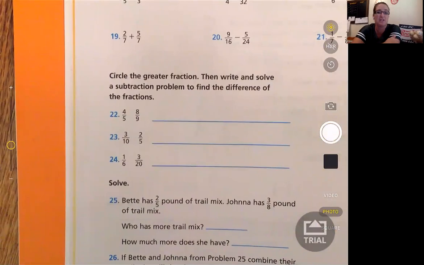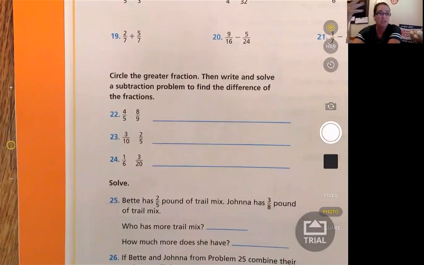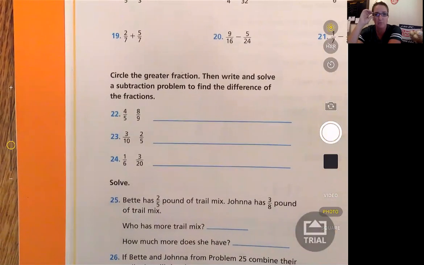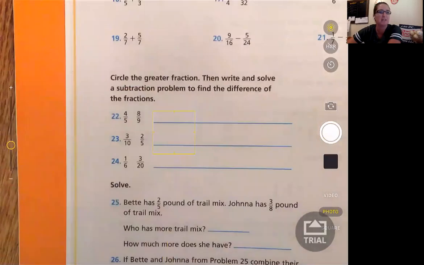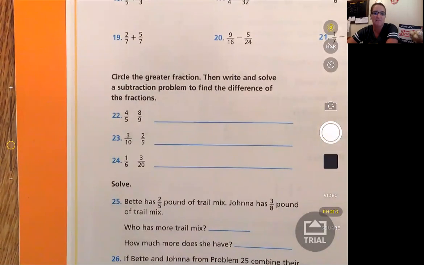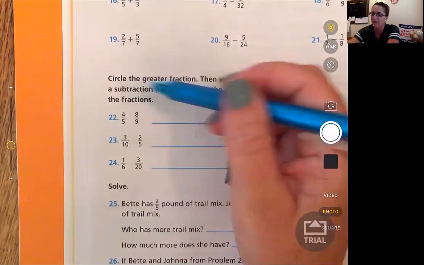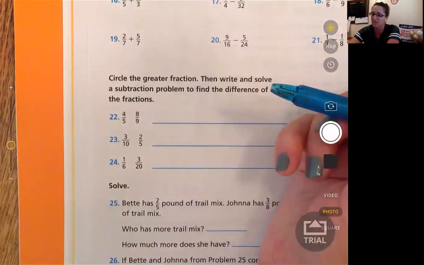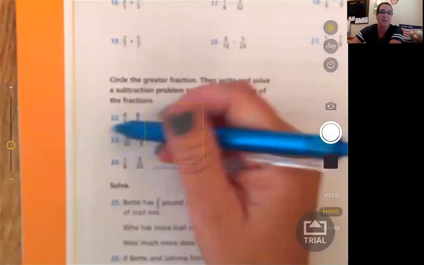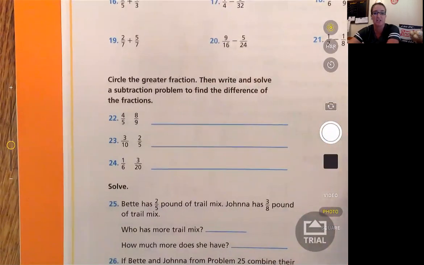So we're skipping all the way to 22. The others are practice, and I know you're going to get some practice in your homework. I'm going to stay on with you at the beginning of homework, so if you have questions, you can ask. But I want to work on these last few together, just for some practice on figuring out which number is greater and solving those word problems. So when I look at 22, the direction is, circle the greater fraction, then write and solve the subtraction problem.